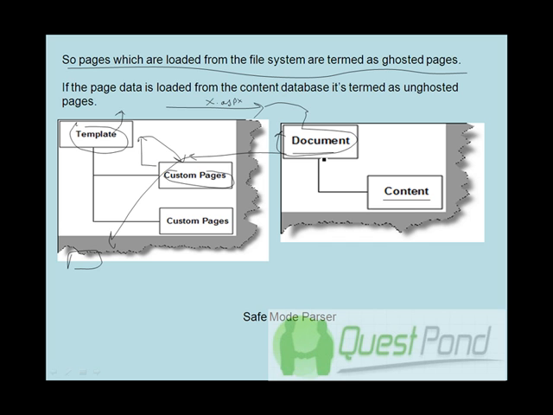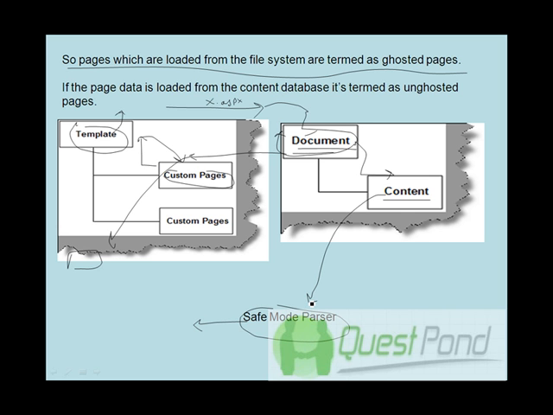Now if SharePoint finds an entry in the document table, it moves to the content table. From the content table, it loads the source code and gives it to something called a safe mode parser, which is basically a SharePoint page parser made by the SharePoint team to parse ASPX pages. It parses the page and then sends it to the client. So if it is a ghosted page, you will find no entry in the document table and it will use the file system. If it is an unghosted page, you will find an entry in the content database and it will be parsed by the safe mode parser.